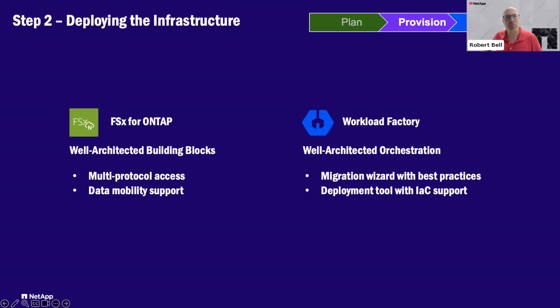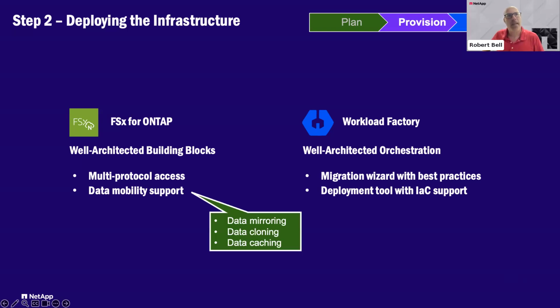And just about the data mobility, that would include data mirroring. So I can, for example, create a mirror copy of the data in a different place. Then I would have two identical systems, or I can do cloning, and that's more for development purposes, where I create a copy which is separate from the other. And I can also do caching, which is just a cost-effective way to create a remote copy that can be used for different purposes, but doesn't require the full cost of copying the data. So these are features that FSX for ONTAP supports, and it can be implemented using Workload Factory.